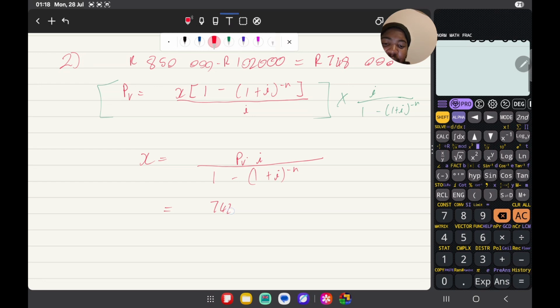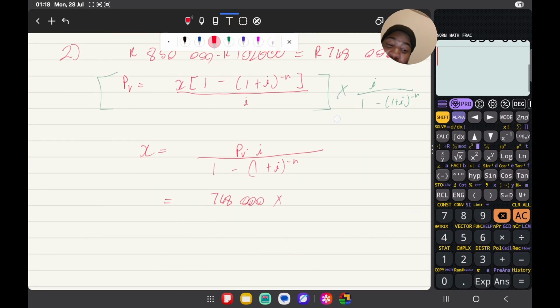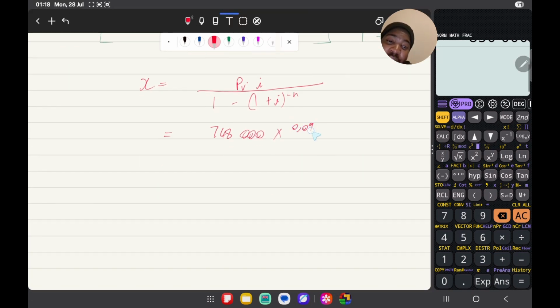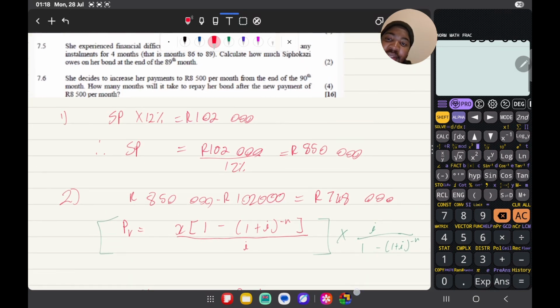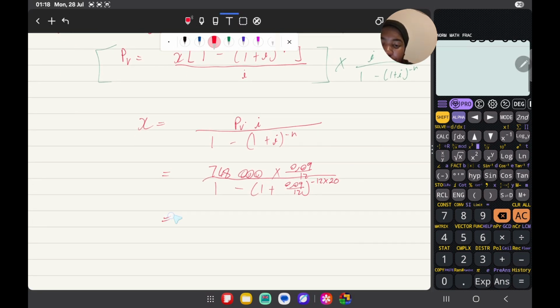P is 748. Then I, the interest, I think is 9% per annum compounded monthly, so it's 0.09 divided by 12. Right, and then we're going to have minus 12 times 20 because it was for 20 years, right? Sure. Calculator, do your thing, bro.